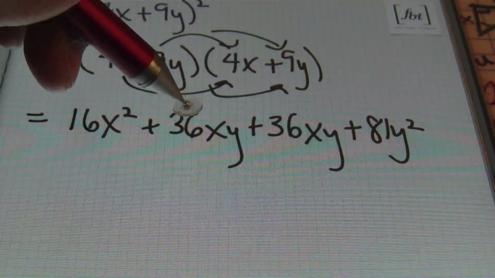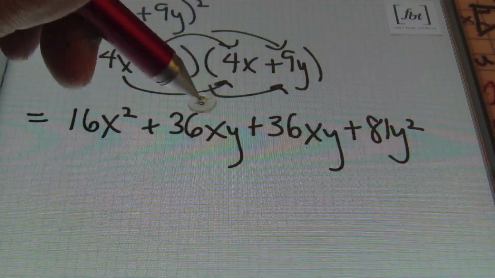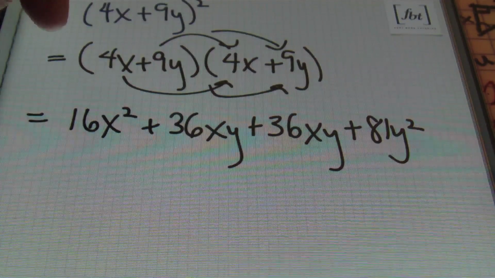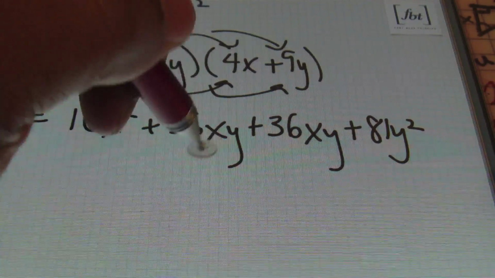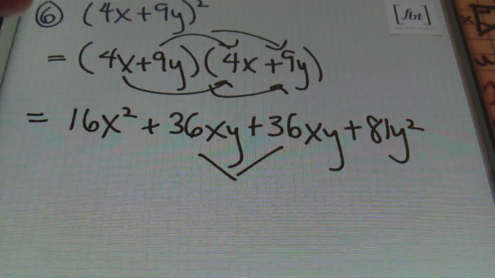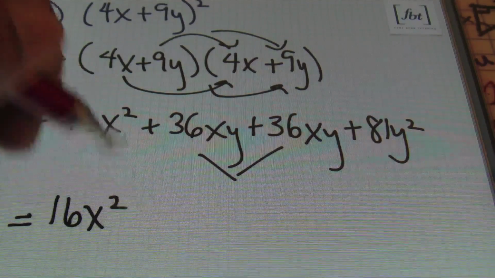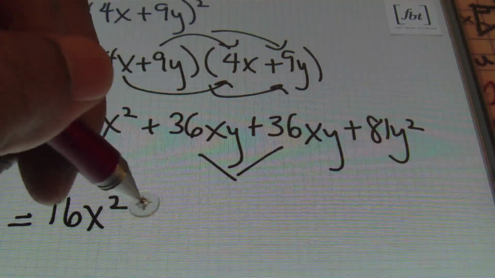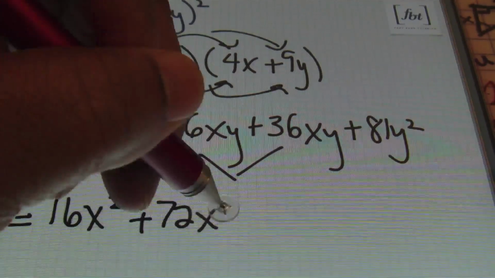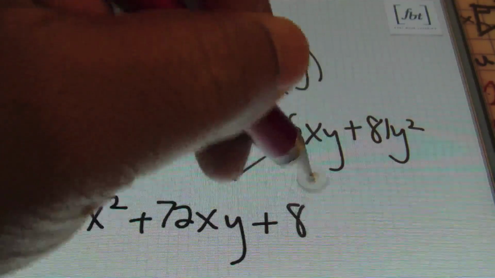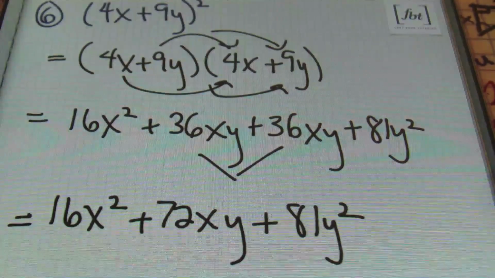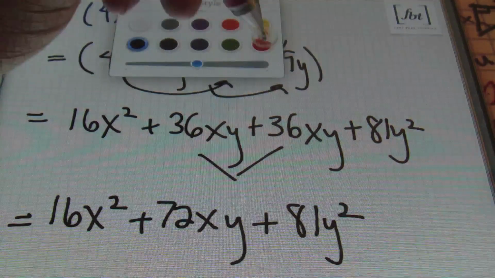And once again, you identify like terms by those terms that have the exact same variables with the exact same exponents on those variables. And that's exactly what we have with our middle terms here, so we can combine those. So I'll be bringing down this 16x squared. Adding our middle terms together, we have a positive 72xy. And finally, it'll be a positive 81y squared as the last term there. And this is the answer.